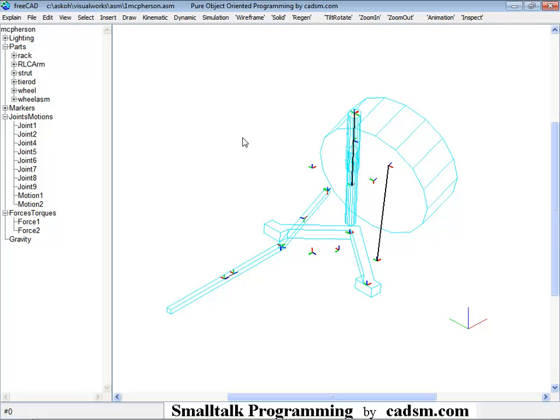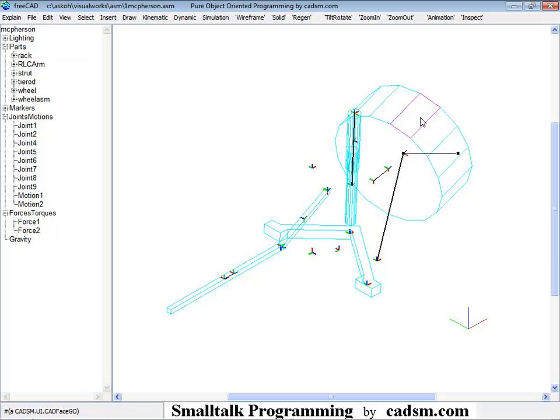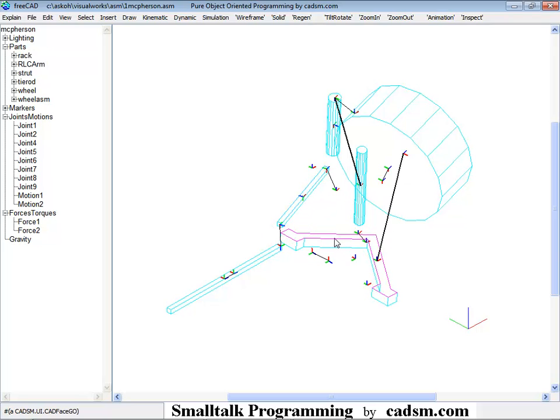The system is an assembly of parts, for example the wheel, the upper part of the strut, bottom part of the strut, the tie rod, the A-arm, and the steering rack. And on each part are markers defining specific points on the part. And parts are then connected by joints.